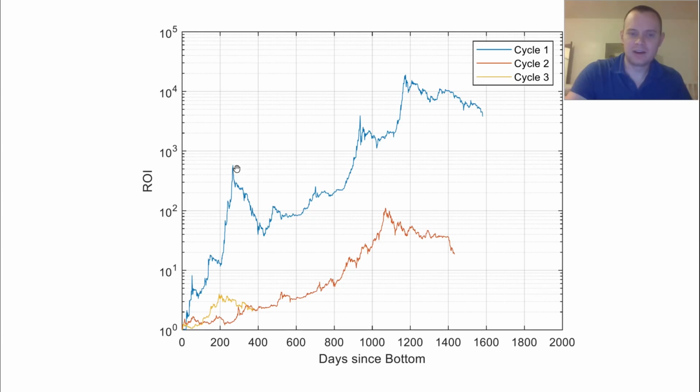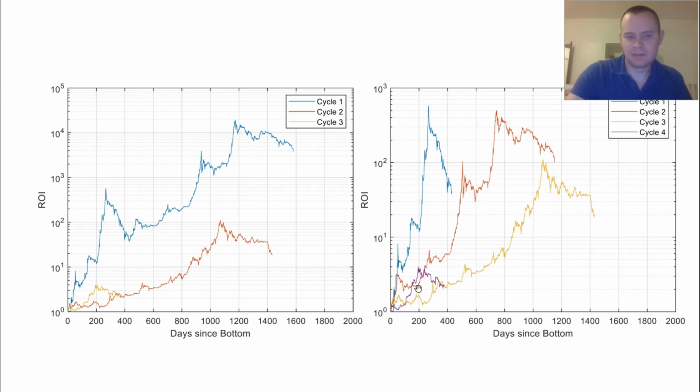I think that this was the first cycle, this was the second, this was the third, and then this was the fourth. If you compare them side by side, it just seems like this one makes more sense. The cycles are getting longer, and the ROI is decreasing. This one would show that the cycles are getting shorter, and the ROI is drastically decreasing by 200x from this first to the second.